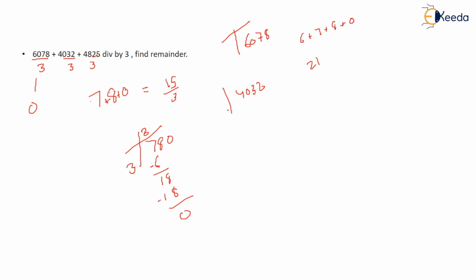4032. You divide by 3. What does it come to? 4 plus 0 plus 3 plus 2, that is 9. So 9 is again divisible. So no remainder. And 4825. So 4 plus 8, that is 12. 12 plus 2 is 14. 14 plus 5, that is 19. 19 is not divisible. 1 is remaining. So 1 is the remainder.